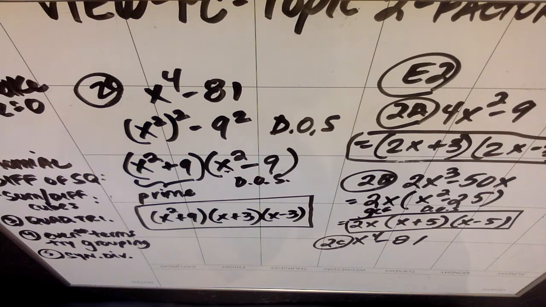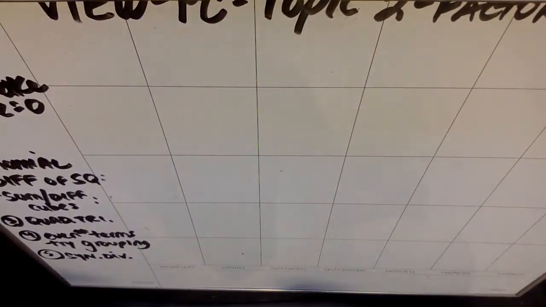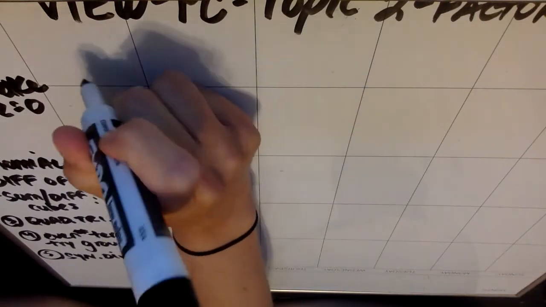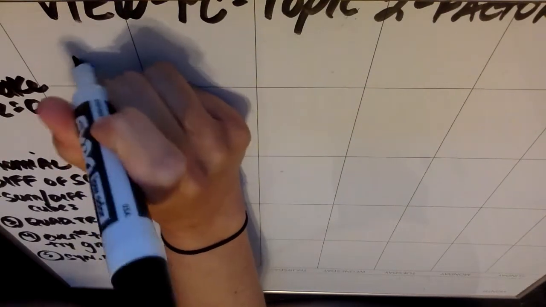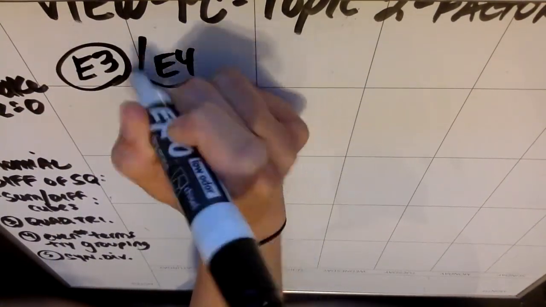Okay, so let's move on to example 3. All right, so as you can probably predict, example 3 is going to involve quadratic trinomials because that's the next step on our checklist. So in example 3, we're still fully factoring. Example 3 and example 4 are both quadratic trinomials, so we're going to talk about what that looks like.